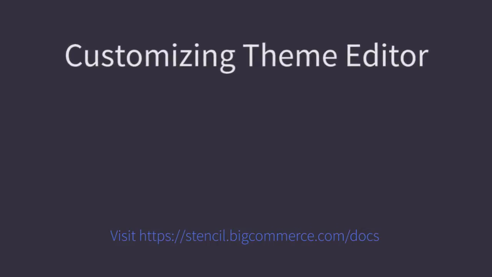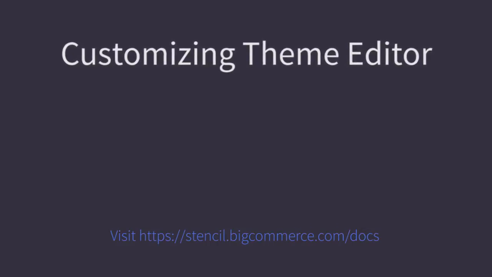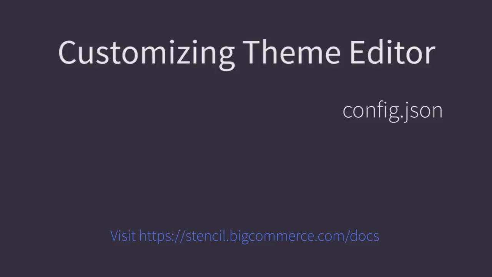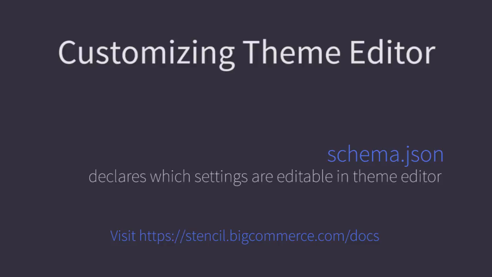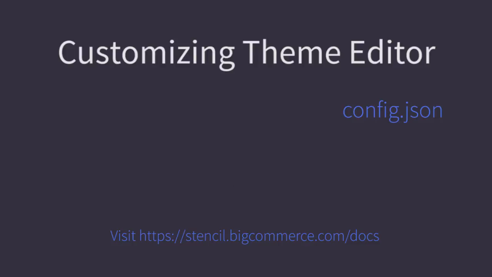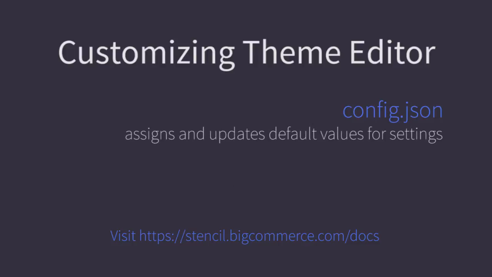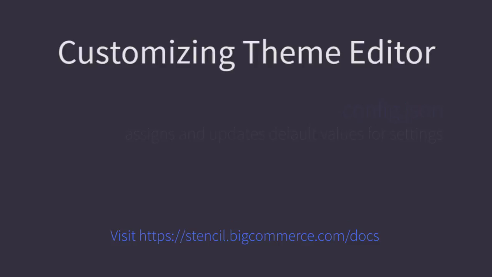In this video, we'll explore the Stencil Theme Editor. The two main files we'll work with are config.json, which we've seen in earlier videos, and schema.json. Schema.json declares which theme settings are editable in the theme editor, while config.json assigns and updates a default value for each of these editable settings.